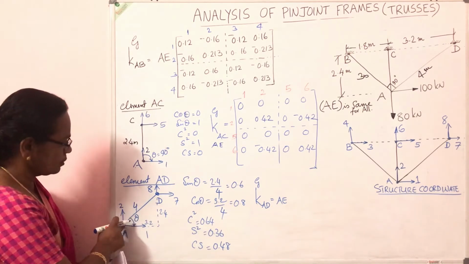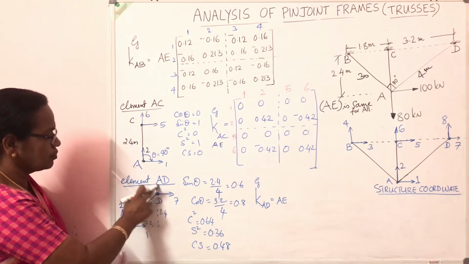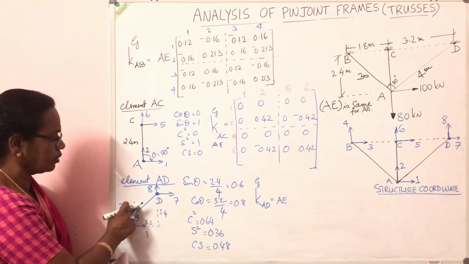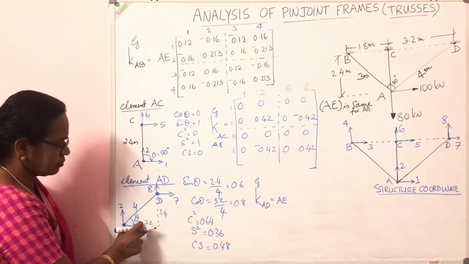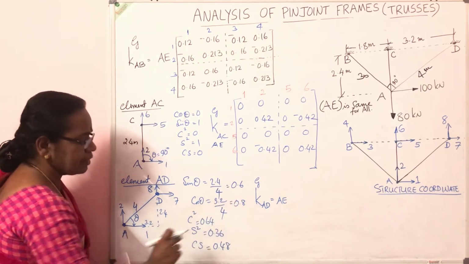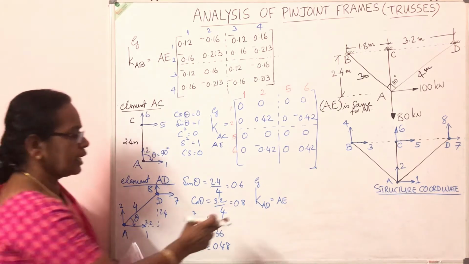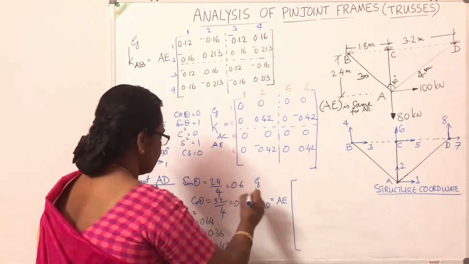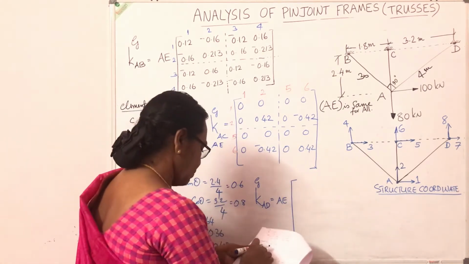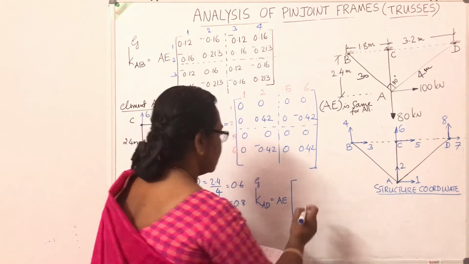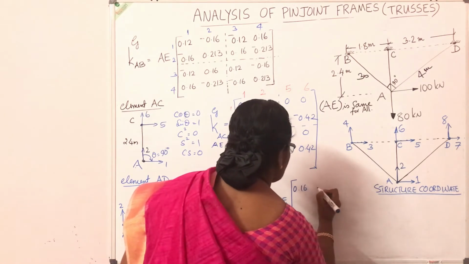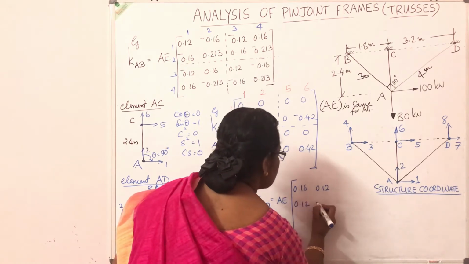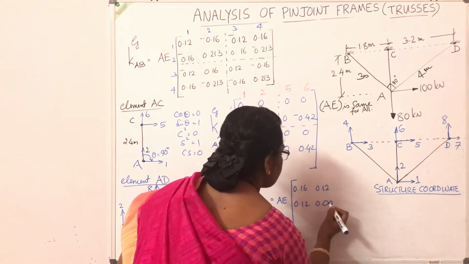So I'll repeat once again for the member AD. Coordinates 1, 2, 7, 8. Length is 4 meter. This is 2.4, 3.2. Sin theta is equal to 2.4 by 4. Cos theta is 3.2 by 4. Evaluate C square, CS, S square. Then AE by L, AE by 4 into C square, CS, S square. Post it and divided by the length, the final matrix will be 0.16, 0.12, 0.12, 0.09.